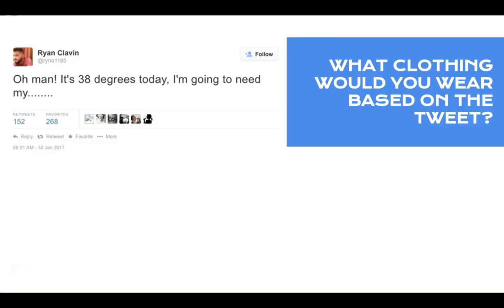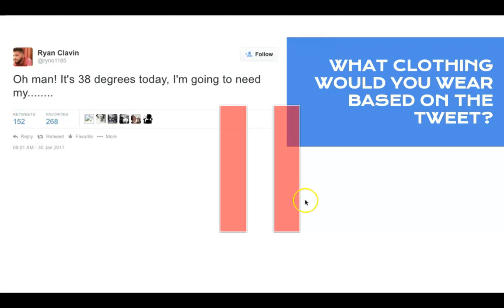So firstly, let's have a look at this tweet. What clothing would you wear based on this tweet? So it's 38 degrees today. Pause and have a think. All right, let's come back together.